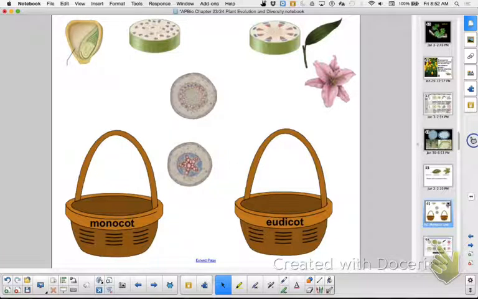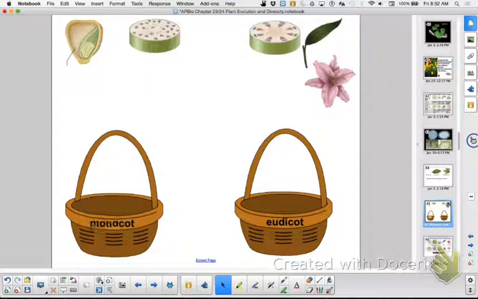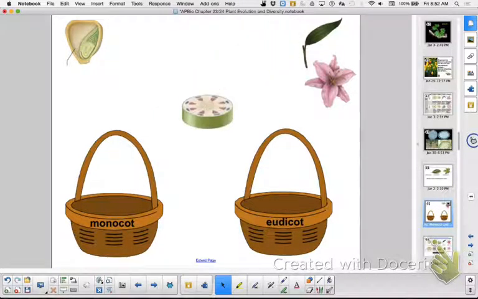Okay, so what one is this one? Eudicot, and this is a monocot. What about this one? Monocot. And why do you say that? Scattered vascular bundles. And what is this one? Eudicot. I agree.